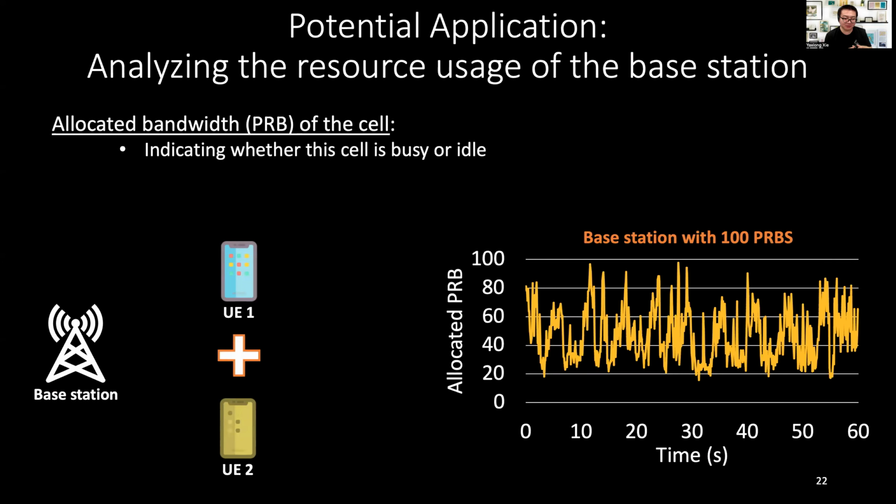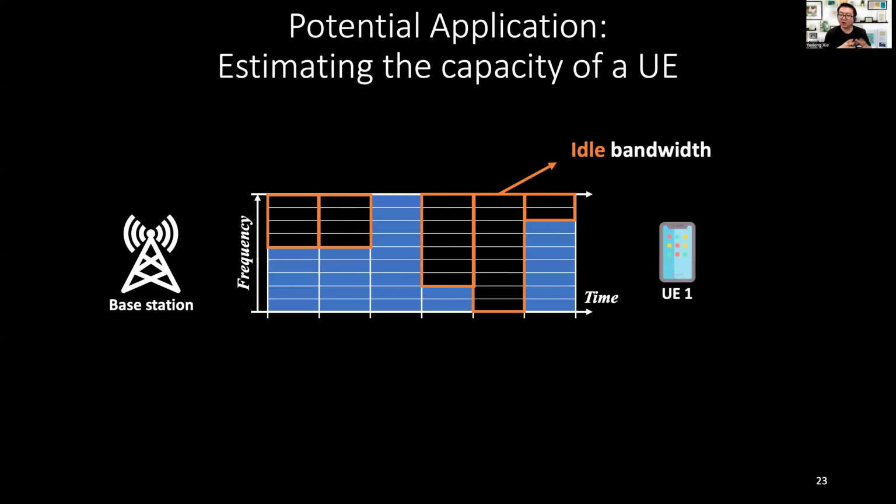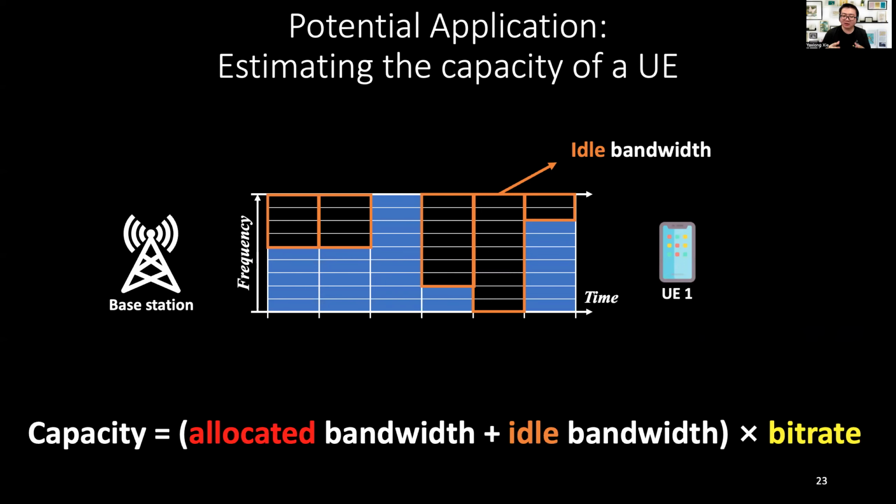With the network usage of each user, we can know how busy the base station is. In this figure, I plot the PRB usage of the base station. You can see that the base station is very dynamic. If we know how busy the base station is, we can estimate the potential capacity for the mobile devices, because the capacity of the mobile device equals the available bandwidth multiplied by the bit rate. And the available bandwidth consists of the allocated bandwidth and the idle bandwidth.